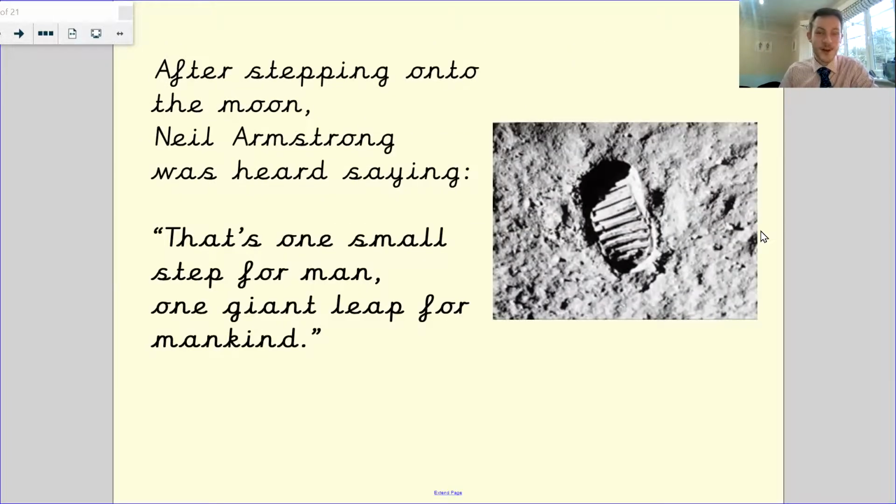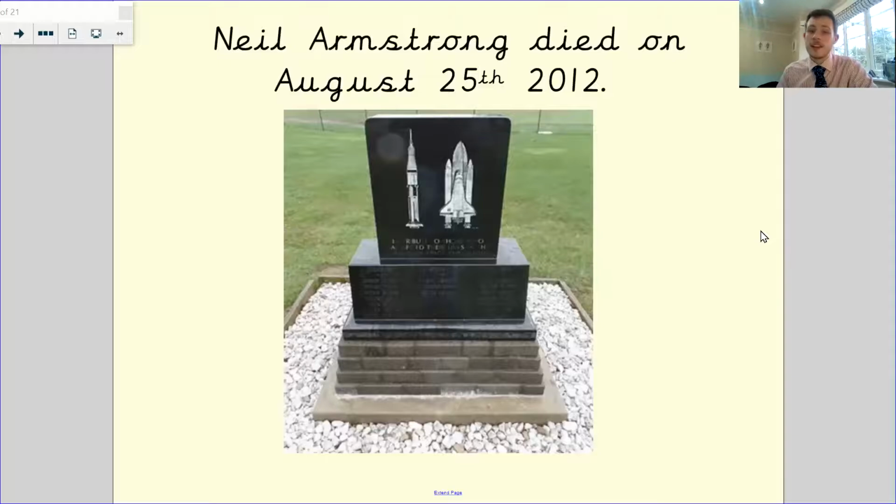My apologies. So, after stepping on the moon, Neil Armstrong was heard saying, "That's one small step for man, one giant leap for mankind." And we spoke about this in our last session, about how important it must have felt for him. Neil Armstrong unfortunately died on August 25th, 2012. And this is his gravestone. You can see, obviously, he's got some of the famous spacecrafts, one of them being the Saturn V that went up to space.